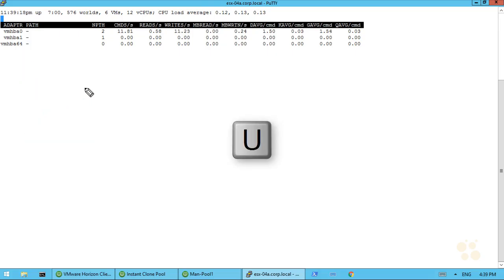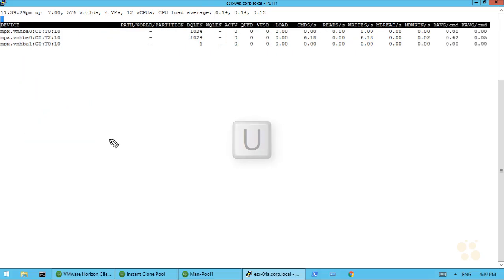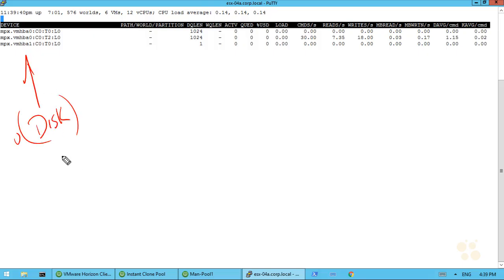But we also could type in the letter U. And when we type in the letter U, now we're seeing individual disks. And since we currently have one disk per adapter, our statistics are going to look pretty similar over here on the right-hand side. But as we have aggregates going through a common adapter, this is going to be something we can use to break apart that information.